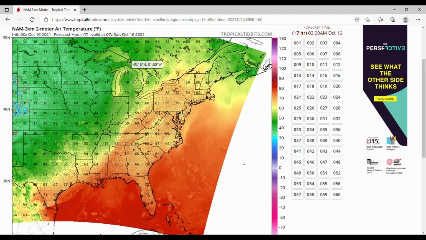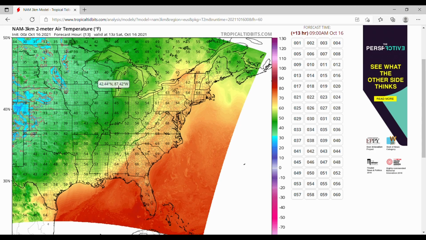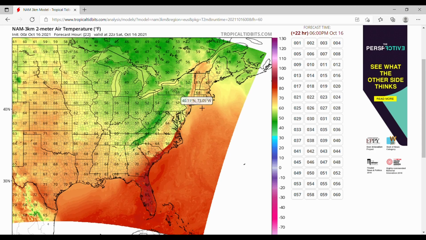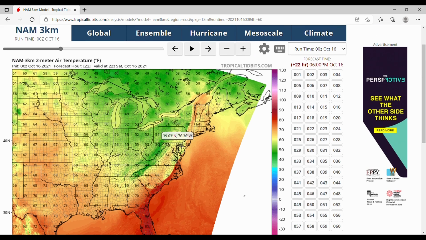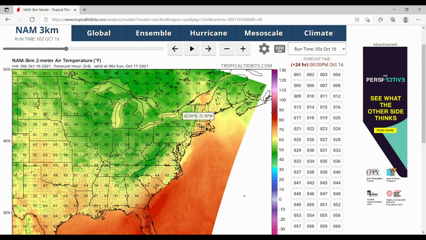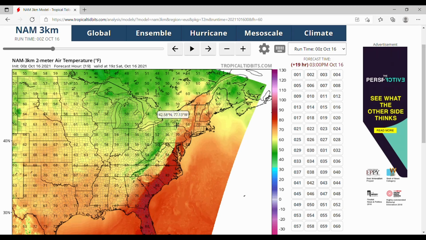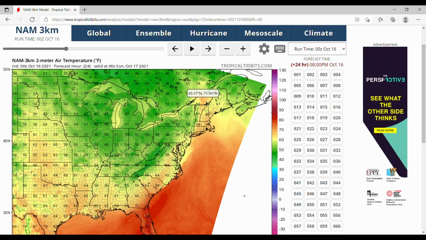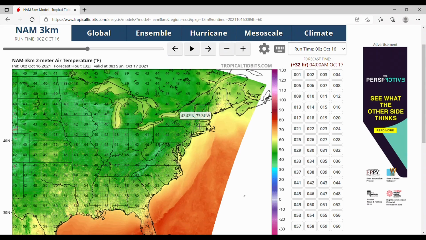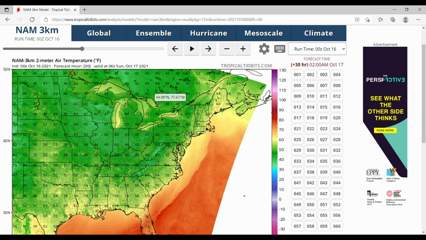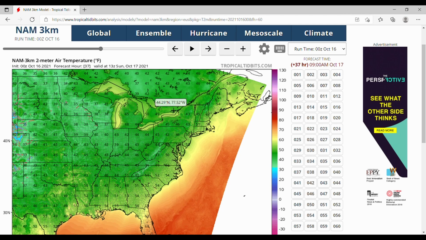So as this cold front is moving through, we have plenty of cold air right behind it, and you can see that throughout the day today the temperatures in the region drop from the 70s and 60s all the way down into the 50s and 40s by Sunday morning.